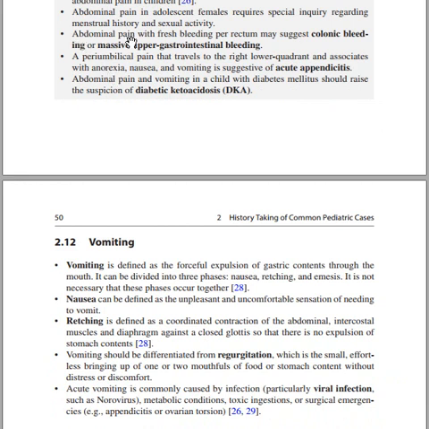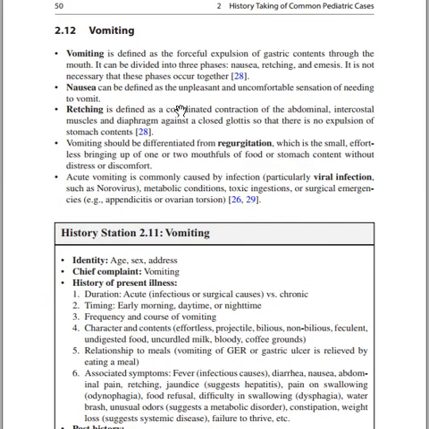Abdominal pain with fresh bleeding per rectum may suggest colonic bleeding or massive upper gastrointestinal bleeding. A periumbilical pain that travels to the right lower quadrant and is associated with anorexia and nausea suggests acute appendicitis. Abdominal pain and vomiting in a child with diabetes mellitus should raise the suspicion for diabetic ketoacidosis.